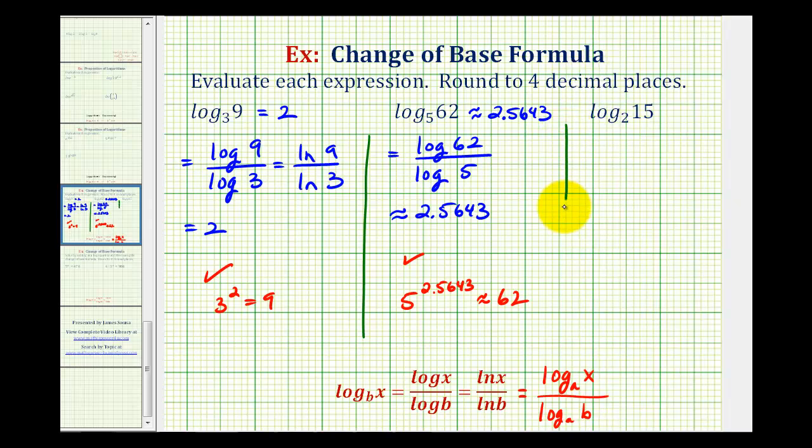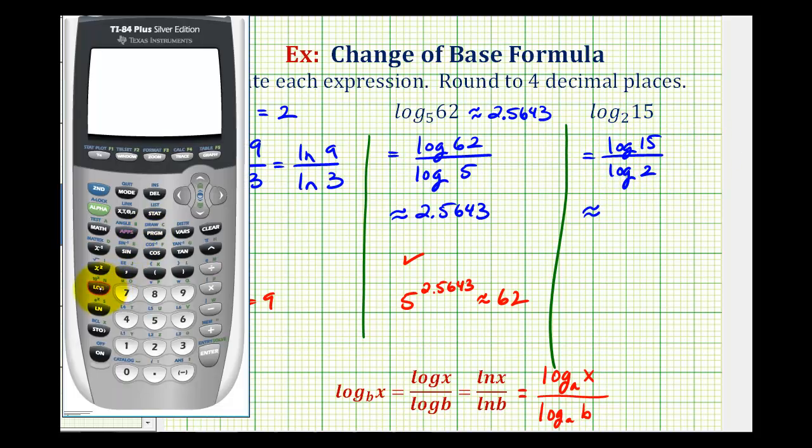Let's go and take a look at one more. Log base 2 of 15 is going to be equal to common log of the number 15 divided by the common log of 2. So we have common log 15 divided by common log 2 is equal to approximately 3.9069. And let's go ahead and show natural log as well. Natural log 15 divided by natural log 2 will give us the same result.